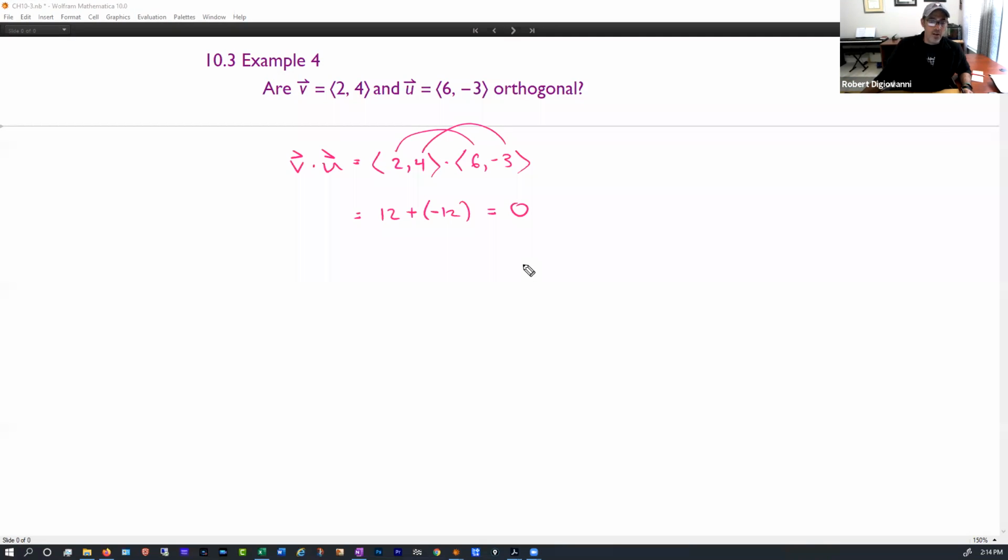0. Are they orthogonal? Yes, they're orthogonal. Isn't that a very, very easy, fast way to see if two vectors are orthogonal? It's very quick.